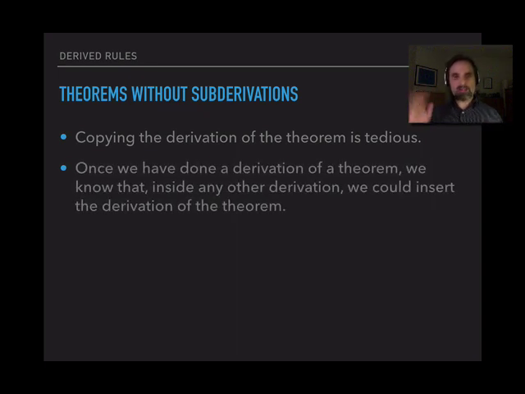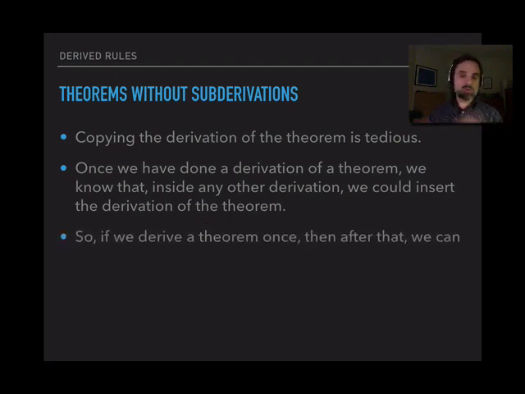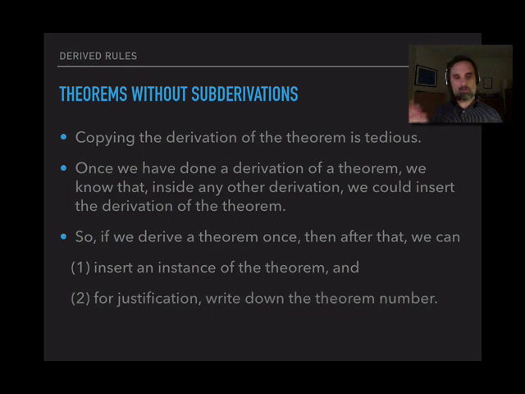So once we've done a derivation of the theorem, we know that we could stick it inside of any other derivation. So once we derive a theorem once, after that we can just put in any instance of the theorem we like, and then as a justification, we write down the theorem number. So each of our theorems gets numbered, and then we think, oh, well, I did a derivation of this theorem, and I want to stick an instance of this theorem in this other derivation I'm doing for my homework. I can write down the theorem instance, and then instead of having to do the whole derivation, I'll just write down the theorem number. So that's kind of handy.